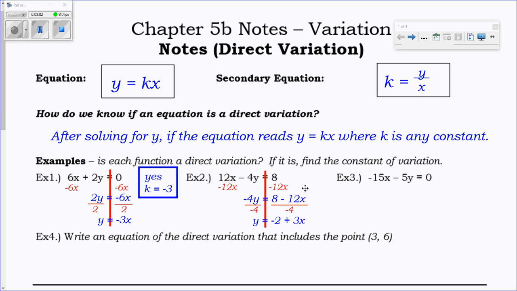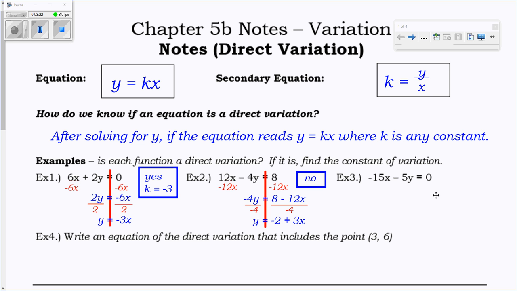So is that a direct variation? Is it just y equals kx? No, it's not, and because it has that plus 3, it's not a direct variation. It just needs to be kx. If that plus 3 was gone, and it was just y equals negative 2x, then we'd be good. But that extra term there messes that up.